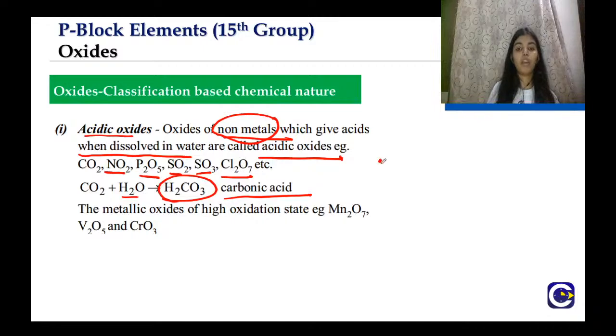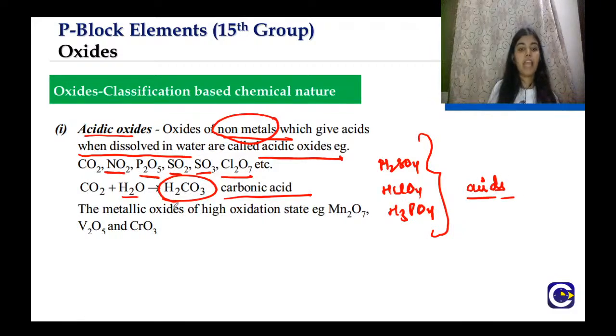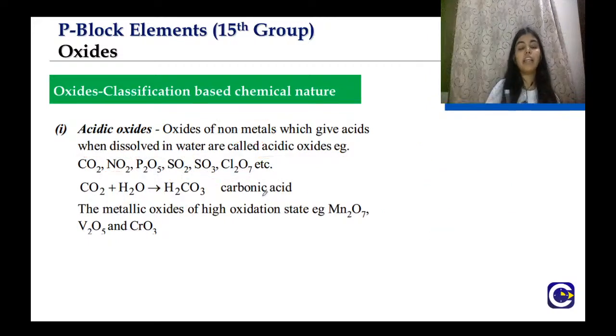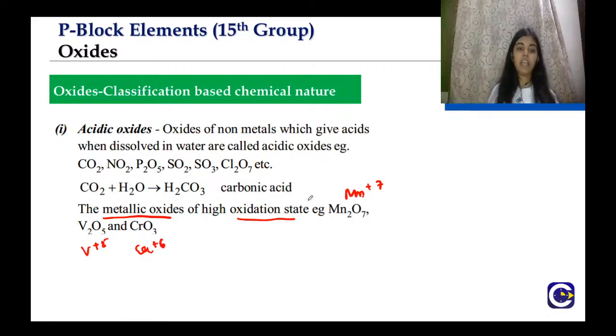One will give you H2SO4, one will give you HClO4, one will give you H3PO4. These are the acids. Next, the metallic oxides of high oxidation state. We already know that oxides of non-metals are acidic in nature. Even metallic oxides of high oxidation state, for example manganese in +7, vanadium in +5, chromium in +6, behave as acidic oxides. Why are they behaving as acidic oxides?